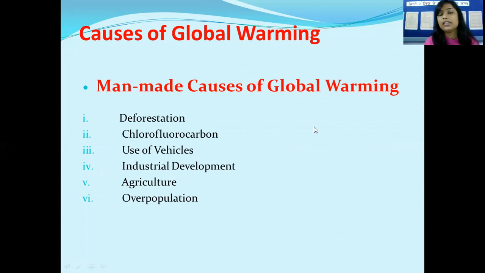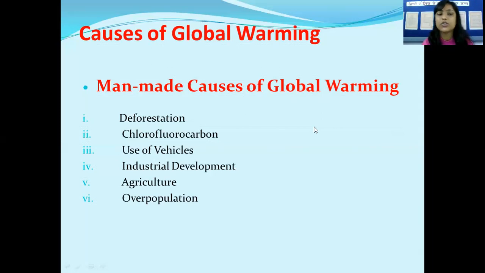The third point you can see on the screen is the use of vehicles. Even when you are using vehicles for a very short distance, a lot of pollutants are released into the atmosphere, such as the oxides of sulfur or nitrogen. Also, the burning of fossil fuels in vehicles, such as petroleum and diesel, releases carbon dioxide and other harmful gases into the atmosphere.